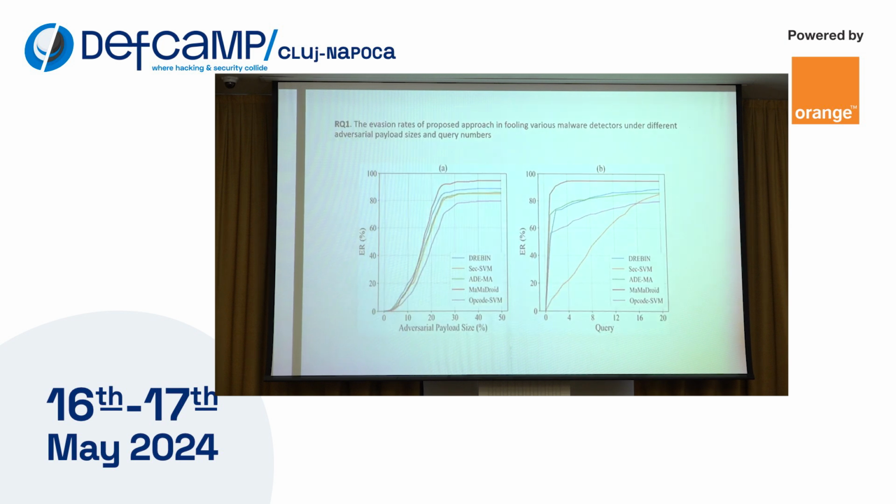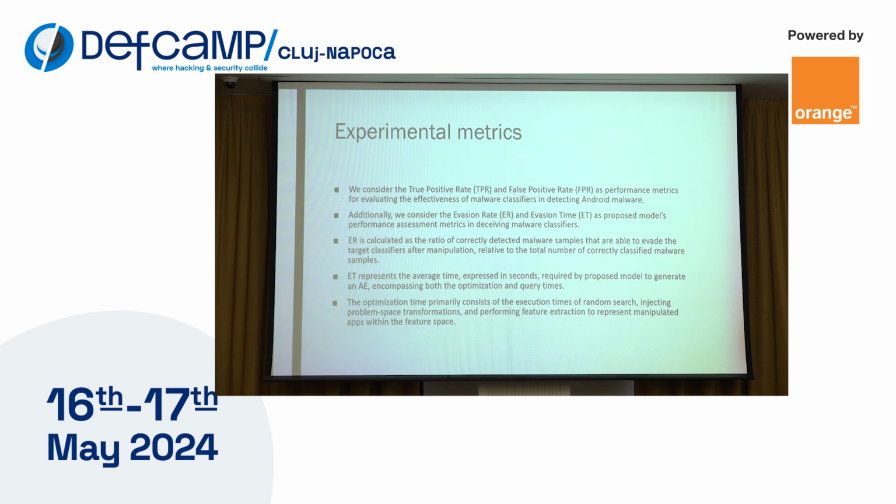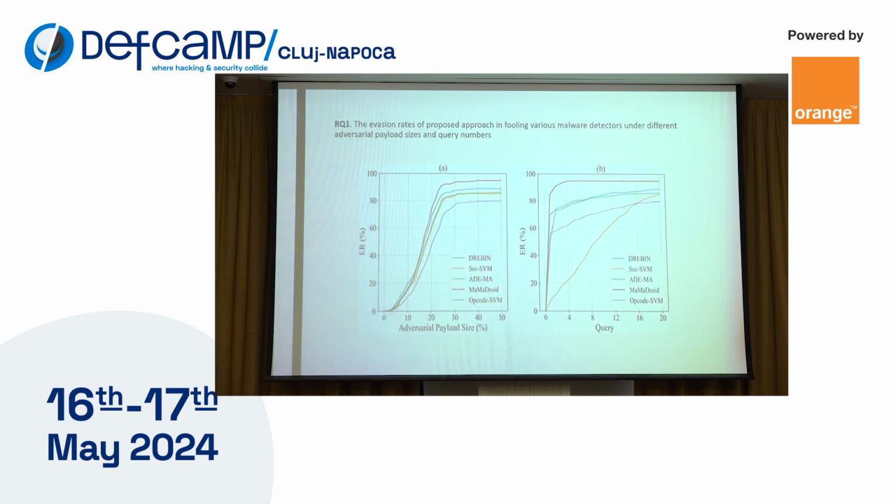And first, some graphs that we generated. You can see here that the greater the size of the payload is, the higher the value of the ER metric is. This is to be expected as the evasion rate is greater as long as the adversarial example is constructed in a more precise way. Then the greater the number of queries is, then we obtain the same effect. We increase the values and the effectiveness of the adversarial examples.